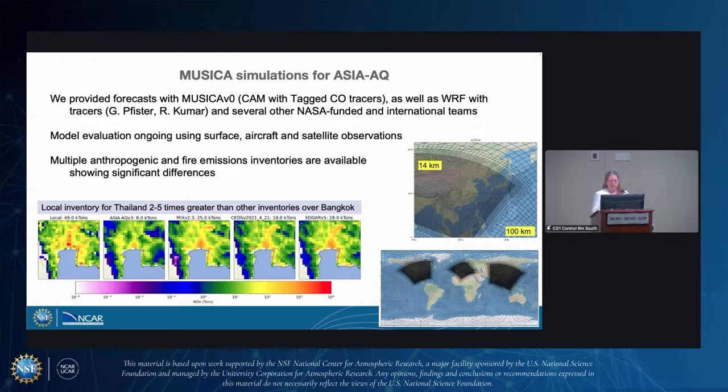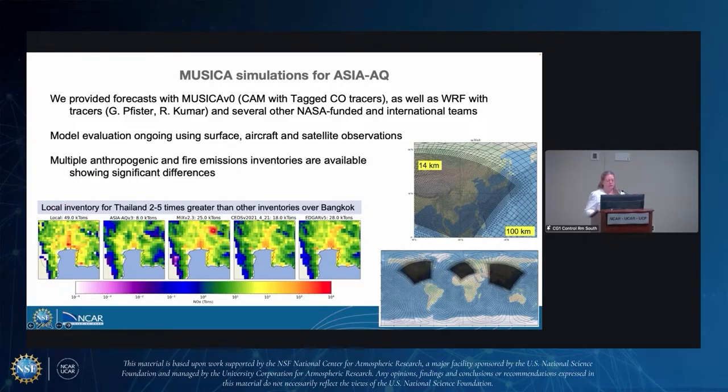But we're currently focused on developing an emissions inventory that can be used by all the different modeling groups that were part of this campaign. There are a number of NASA-funded groups, as well as the groups in each country. This is just an example of the different inventories that are available around Bangkok. There's a local inventory, which we think is probably most accurate.